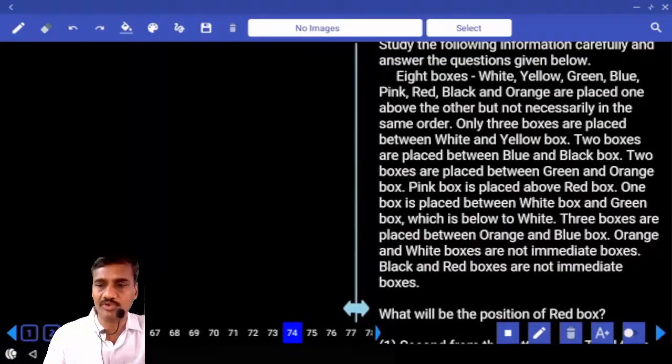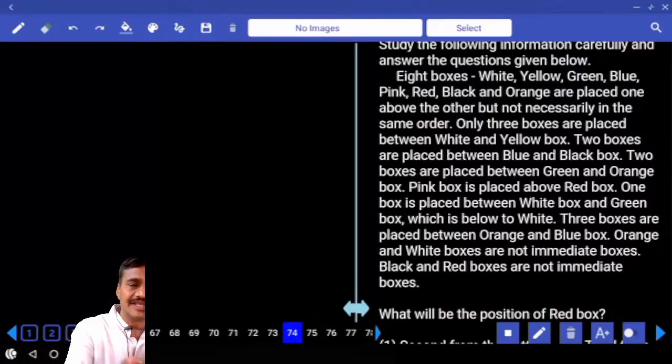White, yellow, green, blue, and so on. They are placed one above the other, but not. Only 3 boxes between white and yellow. Now between white and yellow, how many are there? There are exactly 3. Exactly 3 means if white is above this, either white is above or below? White is here. And 3 boxes between white and yellow, yellow is here.